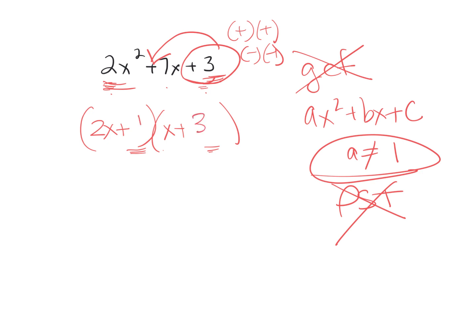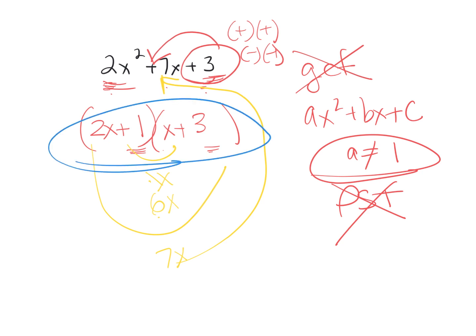If I put a 3 here and a 1 there, I'm going to check. This will be a 1x. If I multiply this, this will be a 6x. 1x and 6x will be 7x, which is the middle term that we wanted. And so this is the correct set of factors.